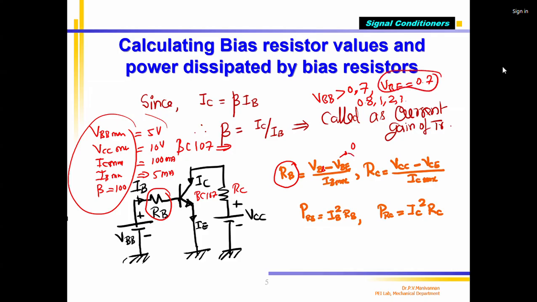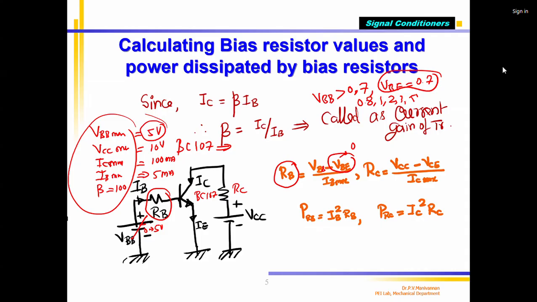This will remain constant, but the only condition is VBB should be greater than 0.7. That means 0.8, 0.9, up to 5 volts. You can go up to 5 volts, but that is what the BC107 manufacturer has already told. This voltage cannot exceed 5 volts. You can vary from 0 to 5 volts, but the transistor will not conduct up to 0.7 volts. Okay, that is the condition.